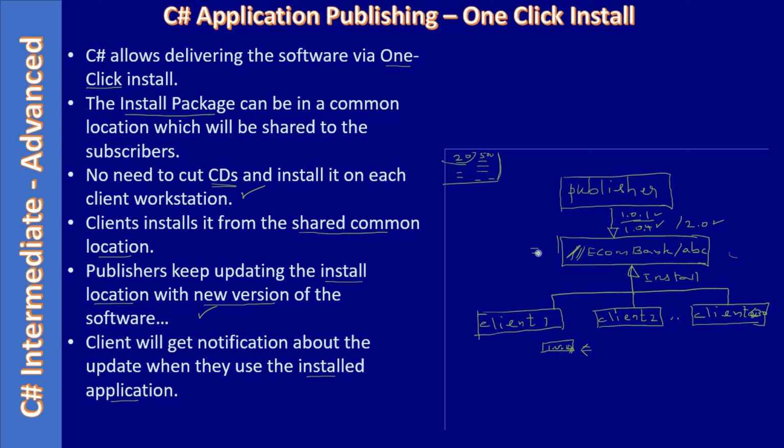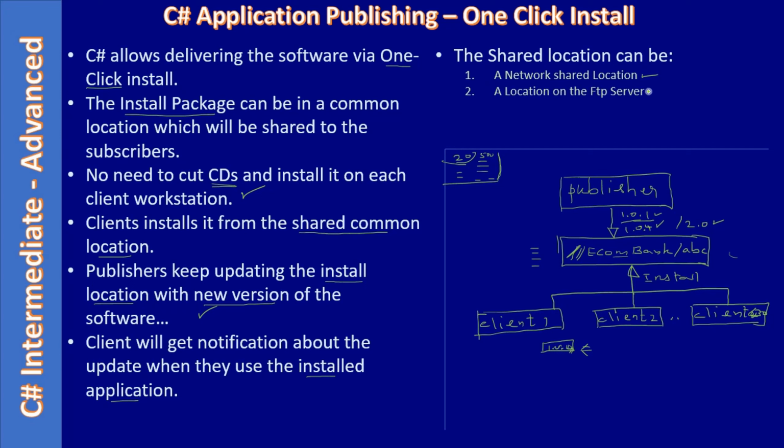This common location need not be a network share, it can be a web address, HTTP also. I mean, an internet location also, where the application can be published. So the shared location can be a network location, as we told here, or it can be an FTP server location, or it can be an internet site also, www, https or some location.